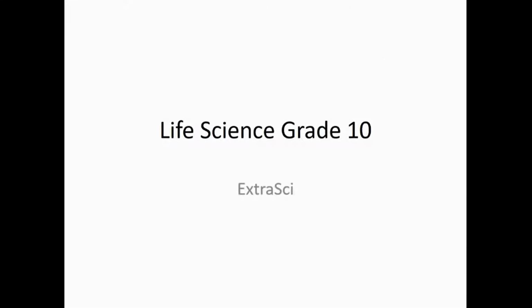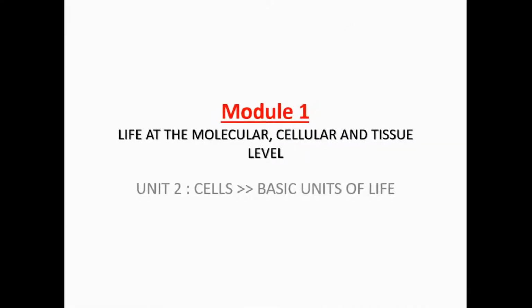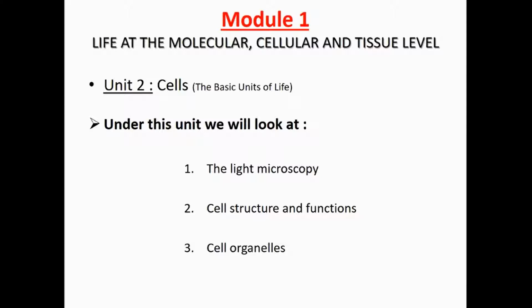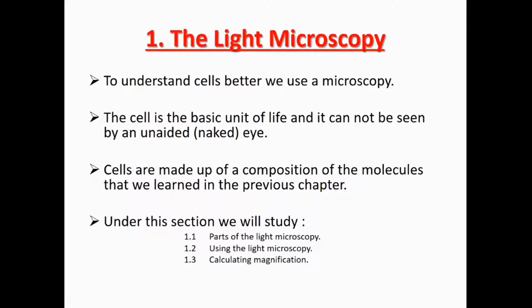This is Life Science Grade 10. Now we are moving on to unit 2 of module 1. In this unit we'll be looking at cells, the basic unit of life. Under unit 2 we will look at 3 topics: the light microscopy, cell structure and function, and then cell organelles. And in this video we're going to be looking in more detail at the light microscopy.